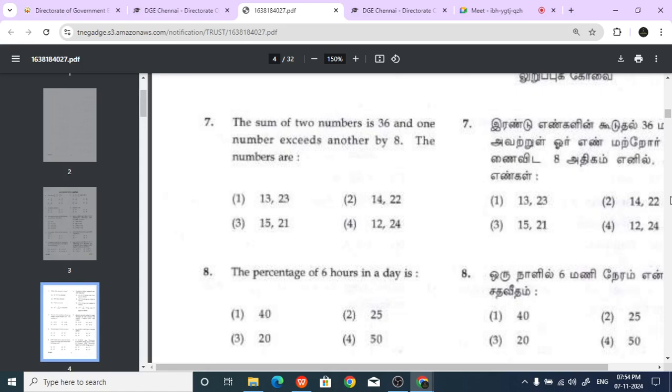Okay. Next question. Can anybody read? 8th question. The percentage of 6 hours in a day is. How will you do it?